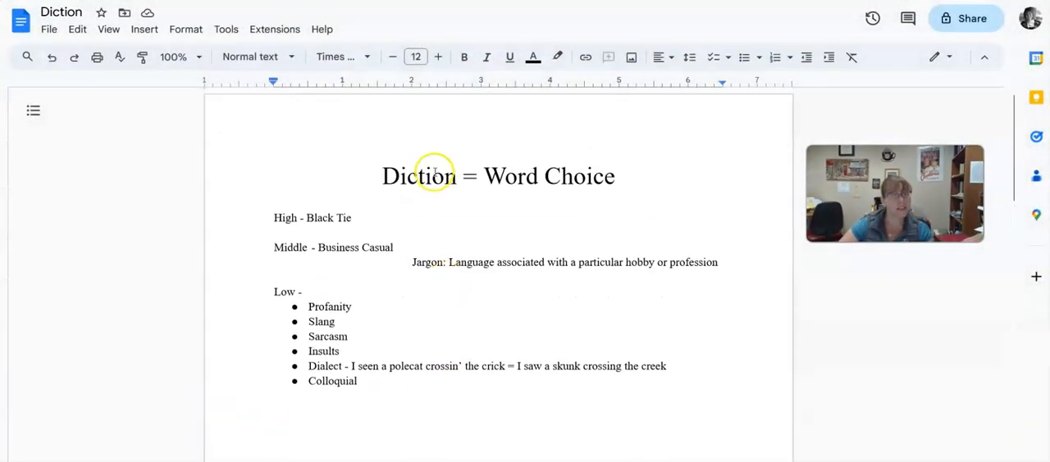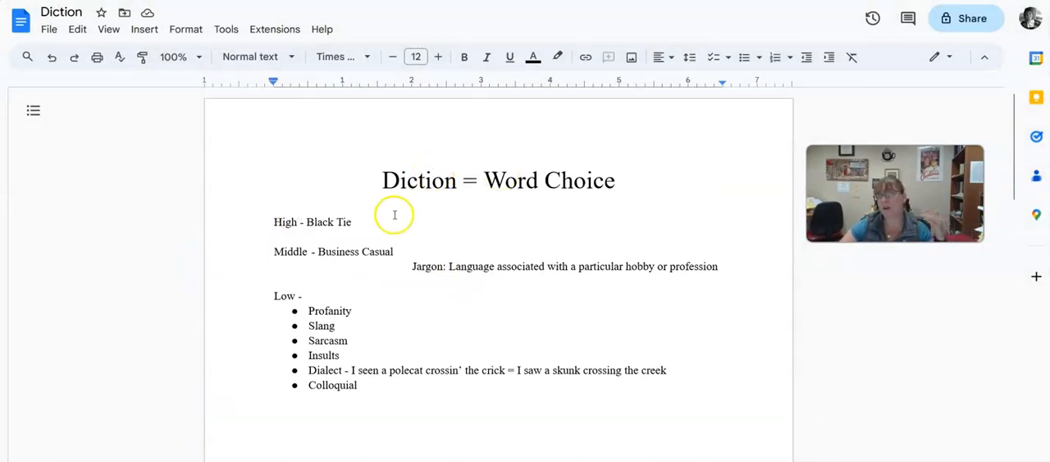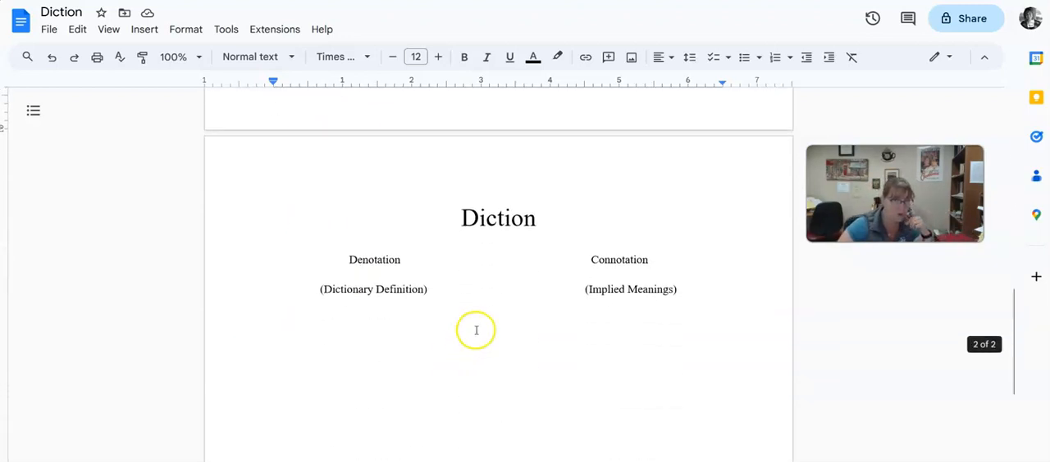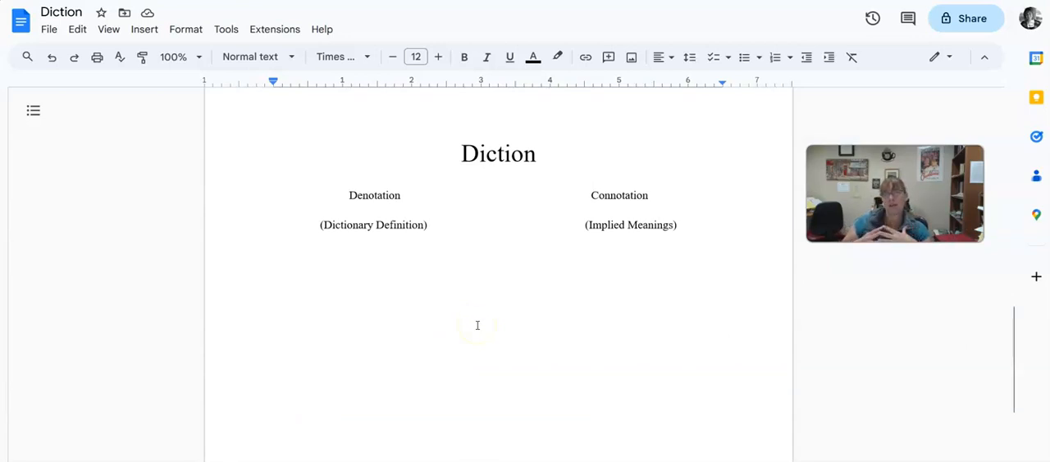So, diction, as we said, is word choice. We have our levels of diction: black tie, business casual. We have bonfire style diction. So, think about what you would wear if you're going to a bonfire, like flannels and ripped pants, right? Very informal stuff, very comfortable stuff. You're with people with whom you're fairly comfortable. And these are things that are going to be common when you're standing around a bonfire. Okay. So here then we're talking about if we decide to get out our thesaurus and pick a word.